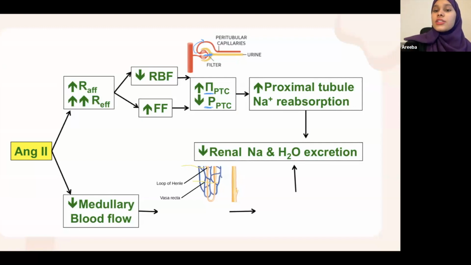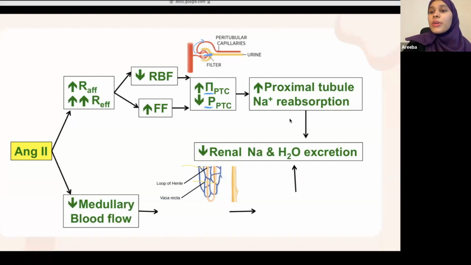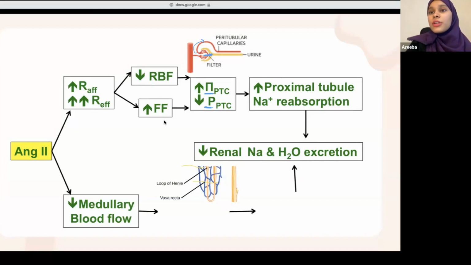Another thing angiotensin does is it will decrease the medullary blood flow. So medullary blood flow is the blood flow that supplies the kidney itself. Basically, it will affect this part, the vasa recta.